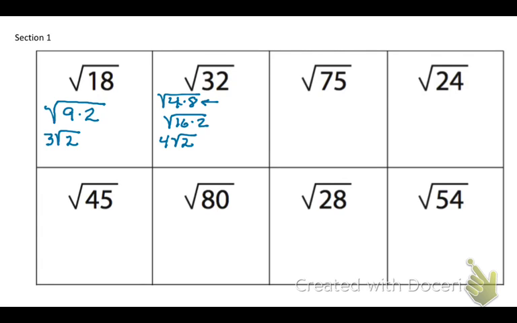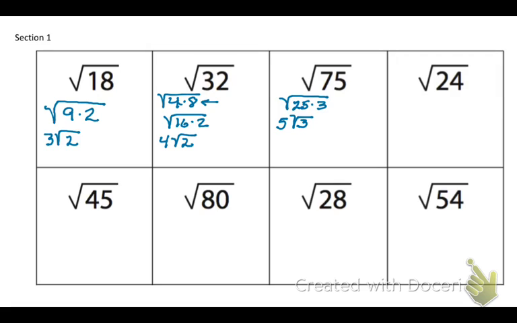So square root of 75. Probably a pretty obvious one. So 25 times 3 equals 75. The square root of 25 is 5. Again, know your perfect squares from 1 to 10. Actually, 1 to 12 or 13 would be best.